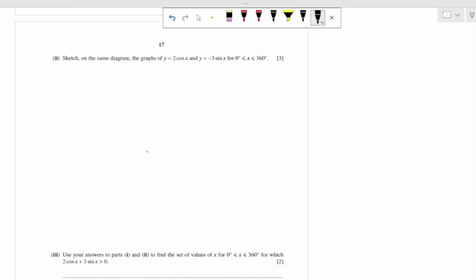Part 2. Sketch on the same diagram the graphs of y equals 2 cos x and y equals minus 3 sin x for x greater than 0 and less than 360. So of course we will be sketching the graph, where on the x-axis and y-axis you don't necessarily have to show the values, but for the sake of drawing an accurate graph you could draw the values.